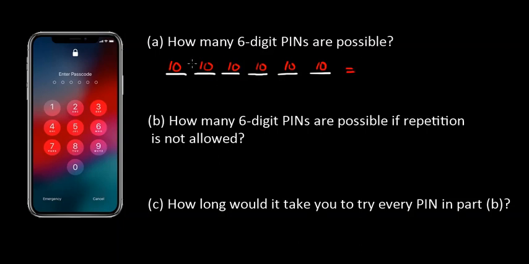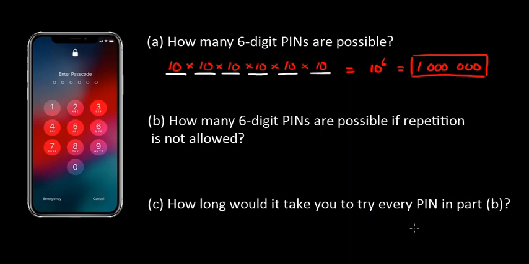And of course, remember our fundamental counting principle tells us that we need to multiply all those different choices together to predict the total number of branches that would be in this tree diagram. Notice that that's 10 over and over again, a total of 6 times. So that's going to be 1 with 6 zeros on it, or what most people would say, 1 million. So there's 1 million possible PINs if repetition is allowed.